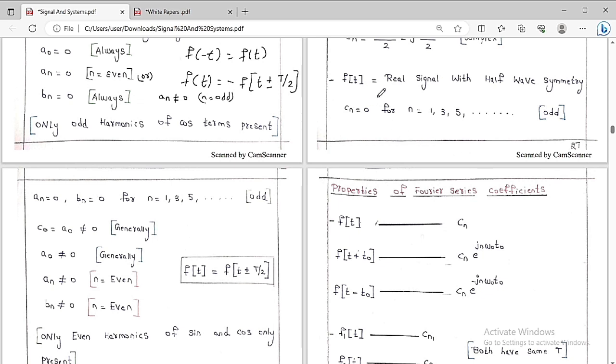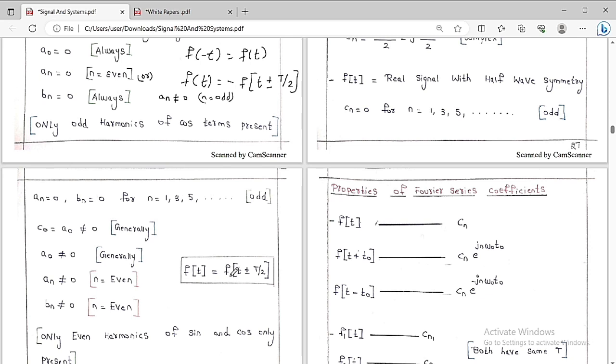Now suppose f of t is a real signal with half-wave symmetry, and suppose it satisfies another property. What is the property? Here the half-wave symmetry is f of t is equal to plus f of t plus or minus t by 2. In the previous case, it was minus. So here it is a plus.